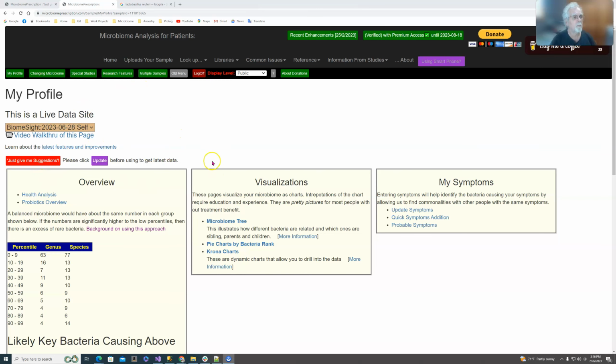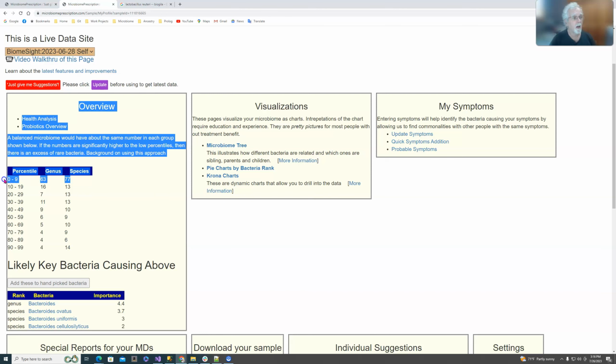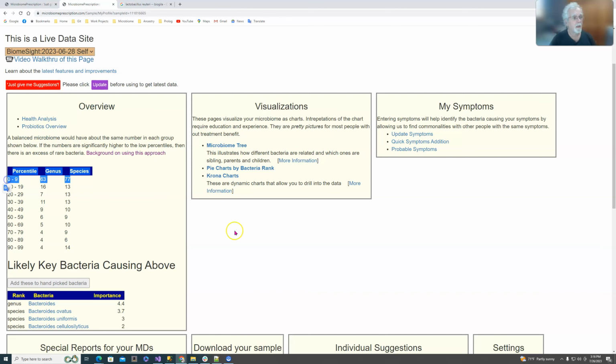Okay, so we have the data uploaded. You can see it's from BiomeSight. The first thing I usually do is take a look right here. Because the person has chronic fatigue syndrome, usually what happens all the time is that this percentile range, 0 to 9 percentile, is grossly overrepresented. And the worse it is, usually the worse the chronic fatigue syndrome is.